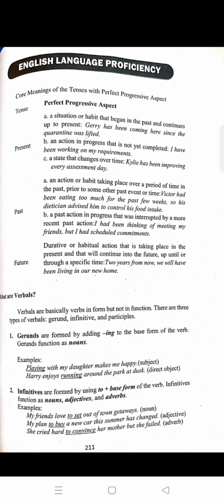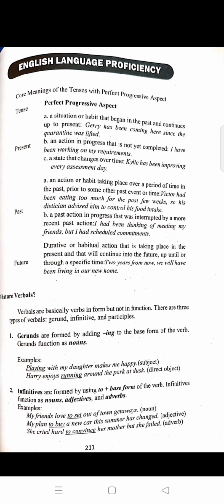How about perfect progressive past? It's an action or habit taking place over a period of time in the past prior to some other past event or time. Example is Victor had been eating too much for the past few weeks, so his dietitian advised him to control his food intake. One action is in perfect progressive aspect, and another action is in past progressive aspect.